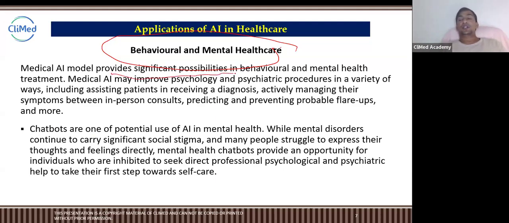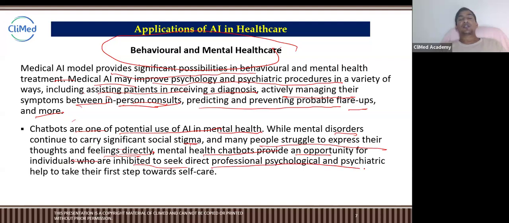Medical AI models provide significant possibilities in behavioral and mental health treatment. Medical AI may improve psychology and psychiatric procedures in a variety of ways, including assisting patients in receiving a diagnosis, actively managing their symptoms between in-person consults, predicting and preventing probable flare-ups, and more. Chatbots are one of the potential uses of AI in mental health. While mental disorders continue to carry significant social stigma, and many people struggle to express their thoughts and feelings directly, mental health chatbots provide an opportunity for individuals who are inhibited to seek direct professional psychological and psychiatric help to take their first step towards self-care.